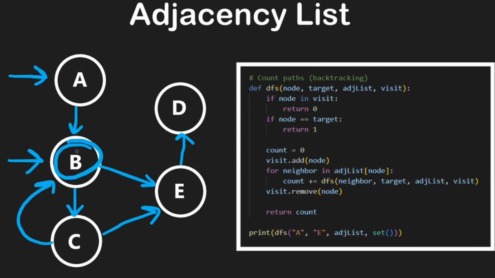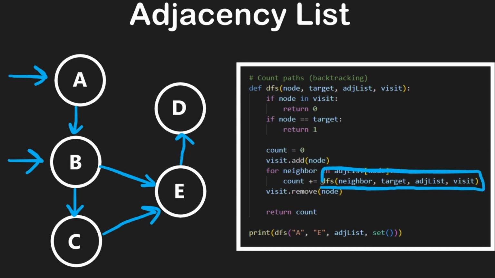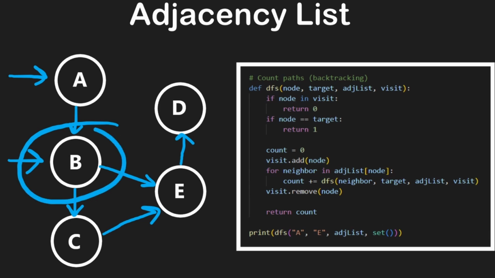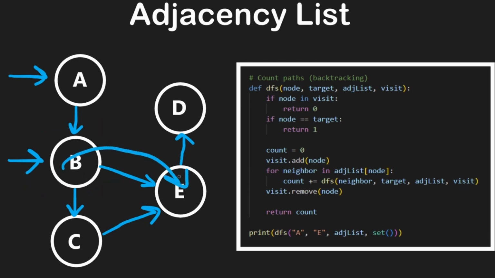And then we're going to return the count, which is 1, and that 1 is going to be returned back to B. And then from B's perspective, we're going to take that result, 1, add it to its count. So its count is now 1. But for B, it actually has a second neighbor. It has the neighbor E. So we're going to call DFS now on E from B.